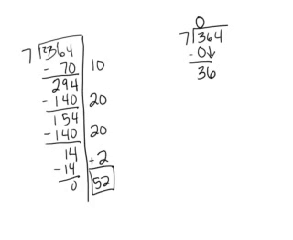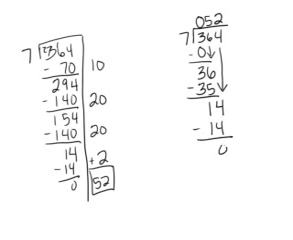Now I'm going to try and make groups of 7 out of 36, and I can get 5 groups of 7 out of 36. 5 times 7 is 35, so I would have 1 left over after I took my 5 groups of 7 out. And I bring down my next number, which is 4. And now I have 14, and there are 2 groups of 7 in 14. 2 times 7 is 14.